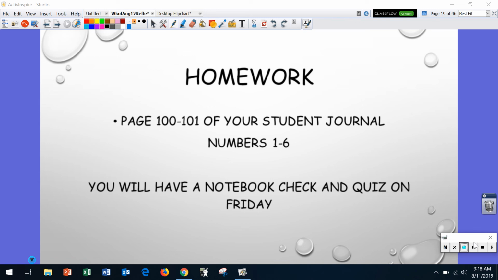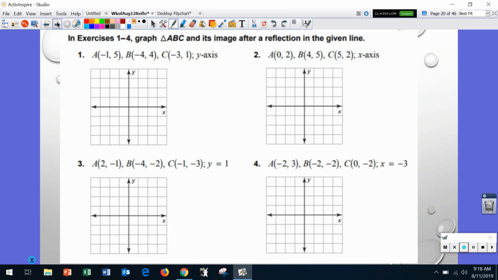Okay guys, we're going to do homework pages 100 through 101 of your student journal, numbers 1 through 6. And you're going to have a notebook check on Friday and a quiz on Friday. So make sure you're looking back over your translation stuff too. Alright, so let's jump right in.